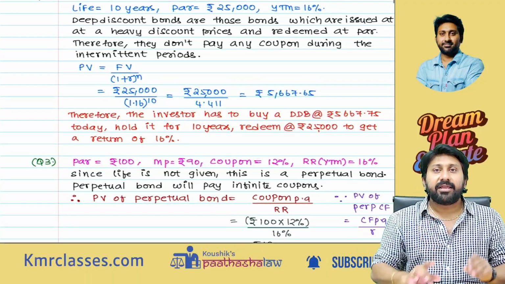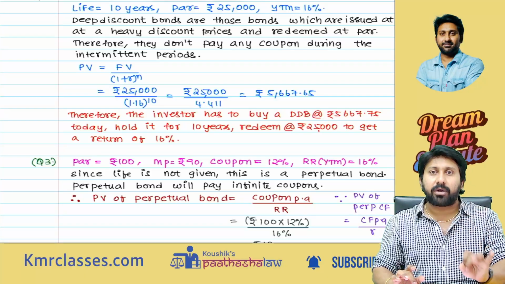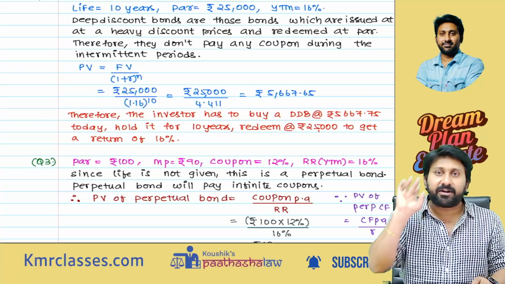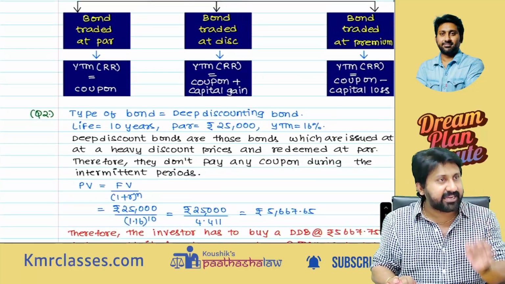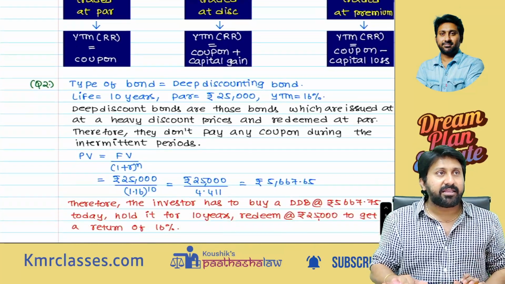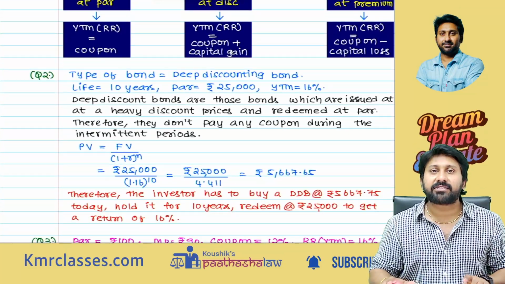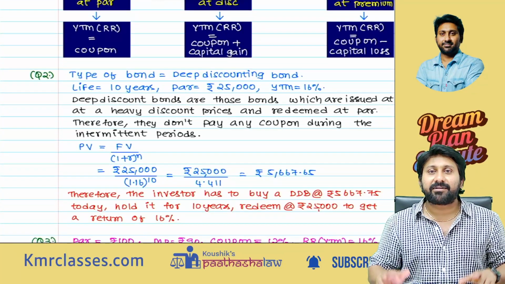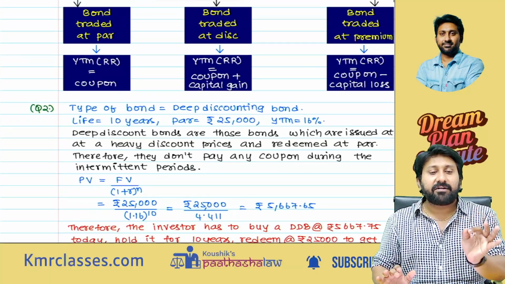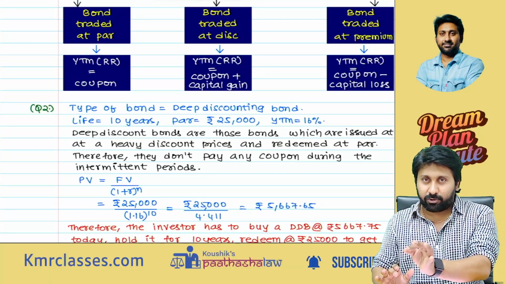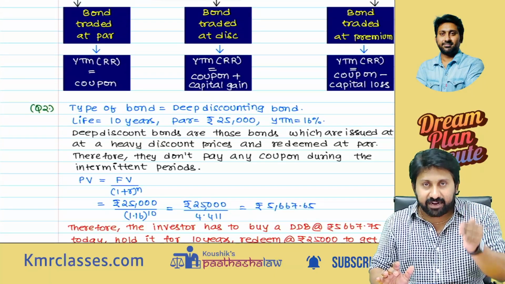Beyond this, I don't want to waste time. So remember, if it is a zero coupon or a deep discounting bond, pricing will be done as PV equals FV divided by (1 plus R) whole power n. Basic time value of money calculation. There is another kind of bond. This is called a perpetual bond. For a perpetual, I told you the formula: present value of perpetual cash flow equals cash flow per annum divided by required rate.